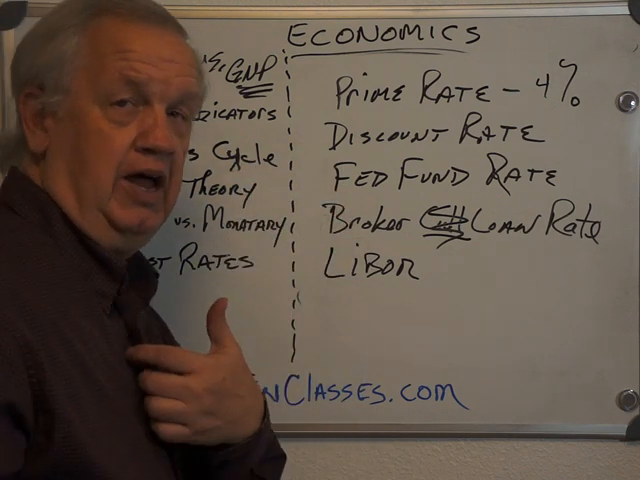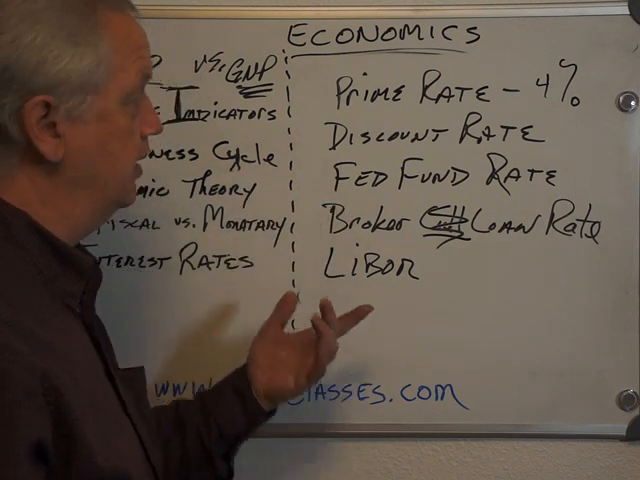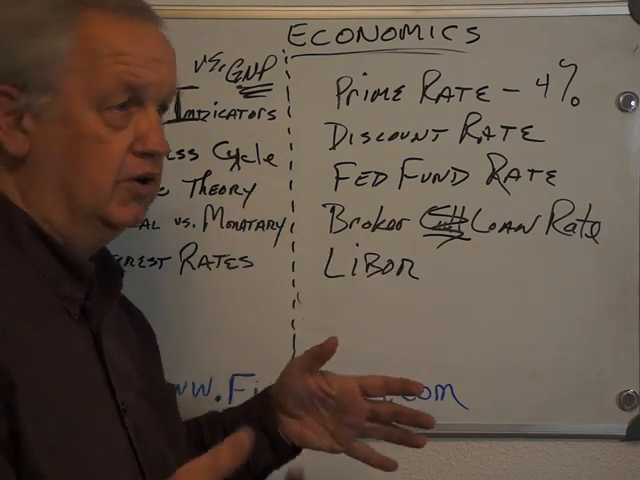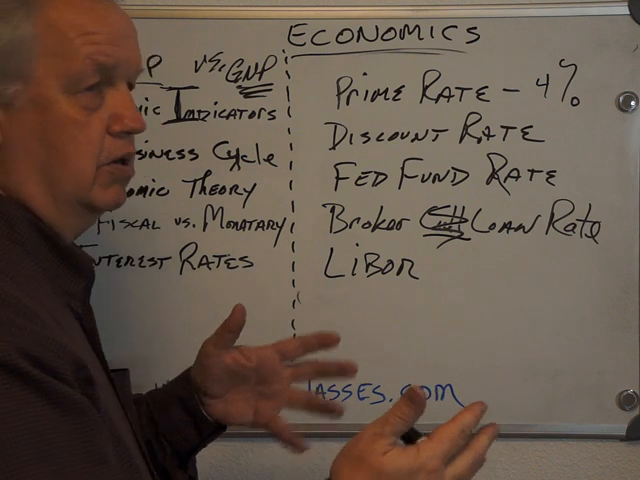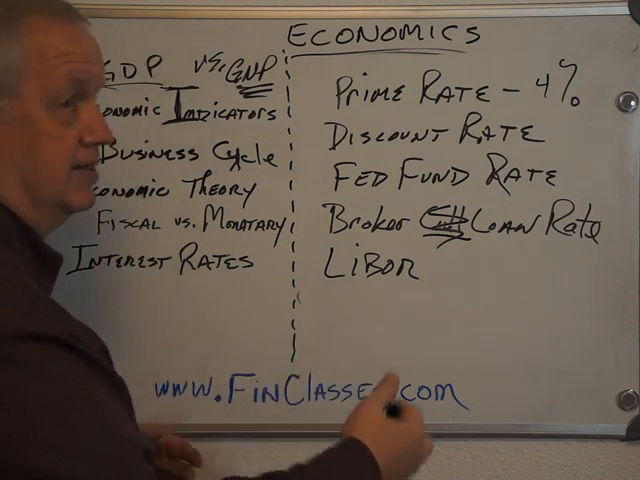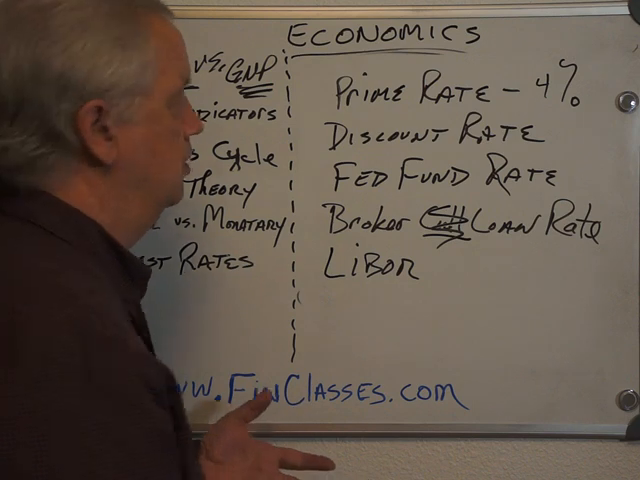If you and I apply for a credit card or a bank loan, what are they going to do? They're going to say, well, we're going to charge you prime rate plus 7. It's all going to depend on our credit rating, right? And the type of money we're looking for.